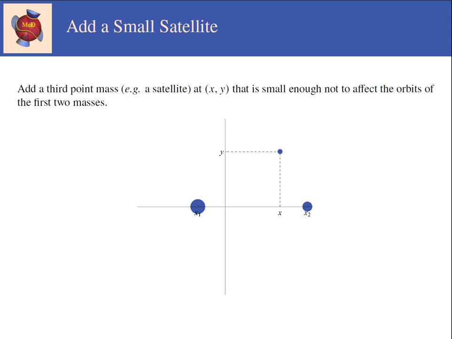Now let's add a satellite to the system. This will be a third mass that's so small that it doesn't alter the circular orbits of the original two masses. Its position will be at the coordinates x, y, and of course x and y will both change with time.